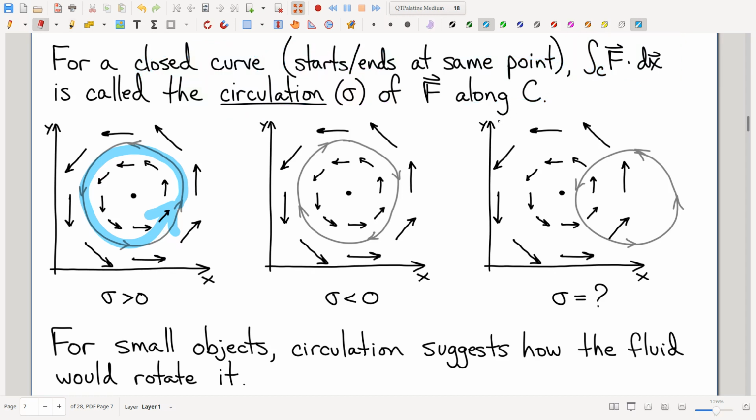And let me look at this first example. Let's start by looking at what the fluid is doing. Let's say there. The fluid is doing like that.